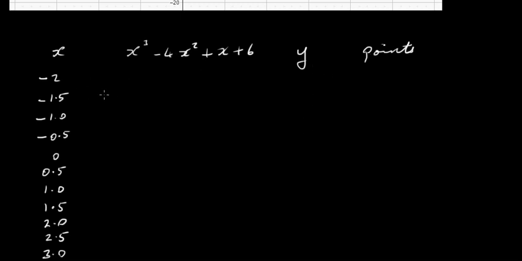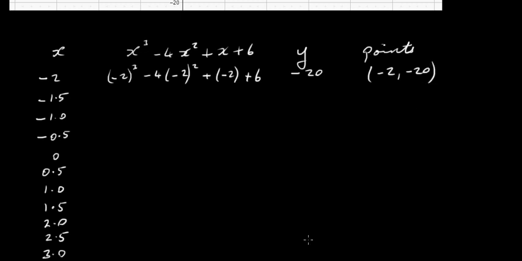So I'm just going to do 1 or 2 of these. I'm not going to do all of them because it's just repeating the same thing over and over again. So I'm just going to stick this minus 2 into this, so that'll be minus 2 cubed minus 4 times minus 2 squared plus, and again in brackets here put in the minus 2, plus 6. When you do that, you get a y value of minus 20. So the point here would be (minus 2, minus 20). So that's my first point.